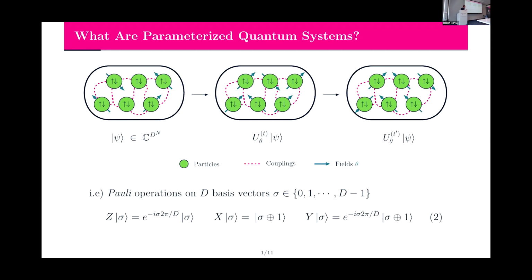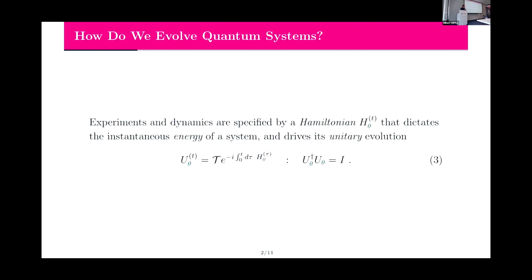And some basic operations that we could apply to these D-level systems. Maybe we're just adding a phase with this Z operation, or shifting or flipping our bits with the X rotation, or maybe some kind of combination of a bit flip and a phase, something like this Y operation. So unitaries will consist of these basic Pauli operators, and we'll see if we can vary these parameters in such a way that the output of these parameterized systems is something useful.